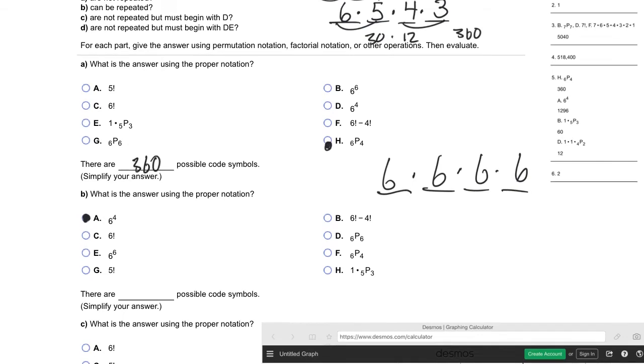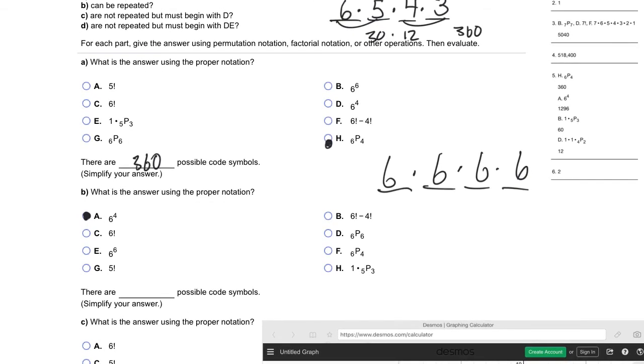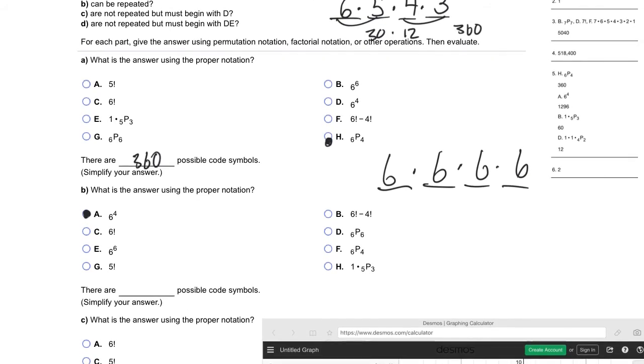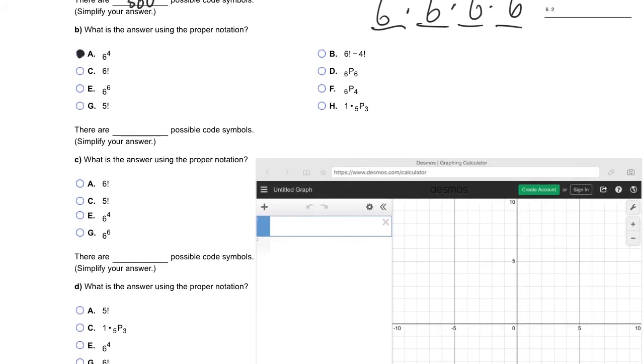All right, the next question says, not repeated, but must begin with a D. So in the first slot, it has to be a D. So there's only really one way to do that. And then I've got 3 other slots. So if I've used up the D, then there would be 5 letters left times 4 times 3. So 5 times 4 is 20 times 3, so there'd be 60 ways.